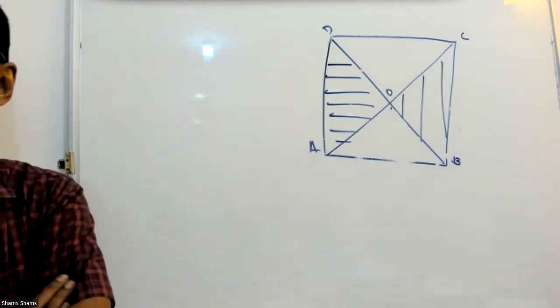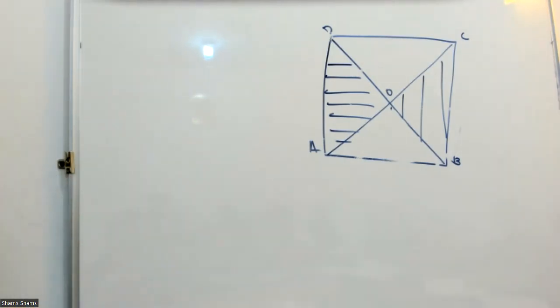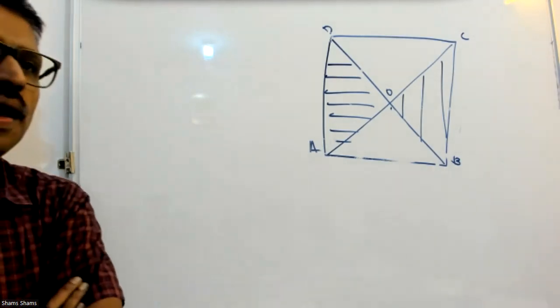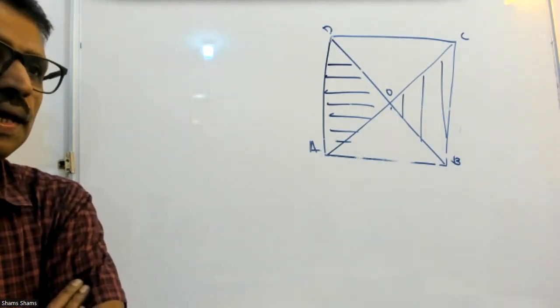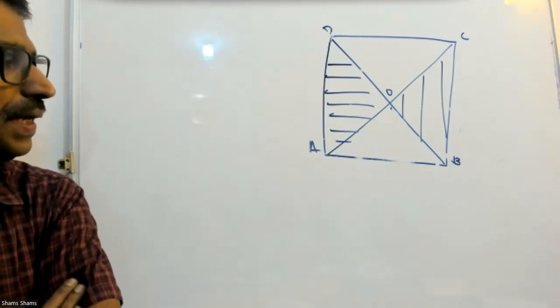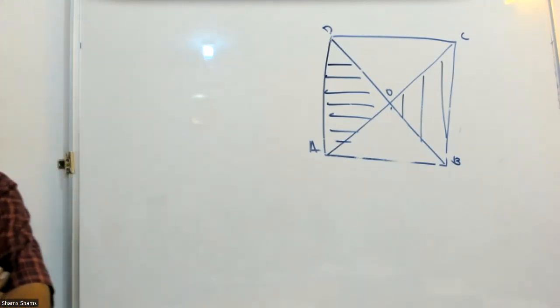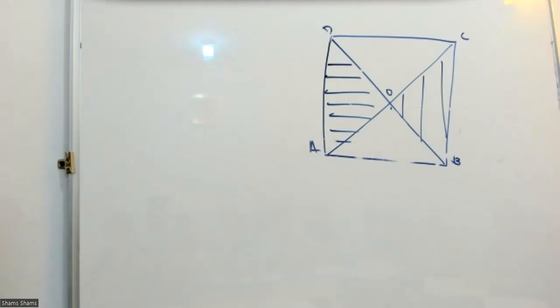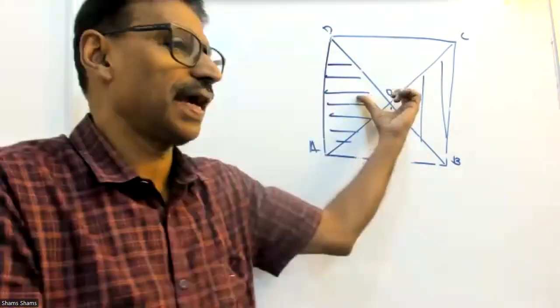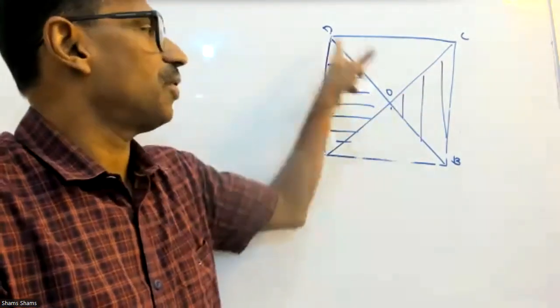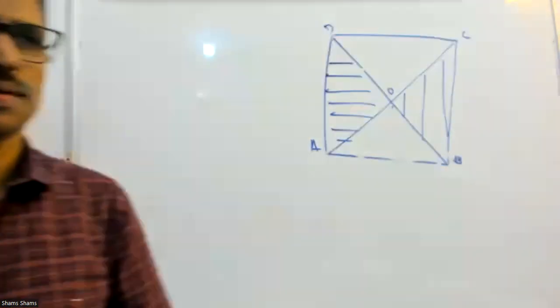That you have to prove now. BD equal to AC, okay, agreed. So our requirement is these two triangles, AOD and COB, congruent.